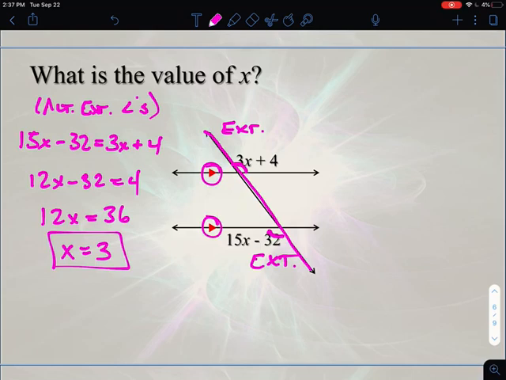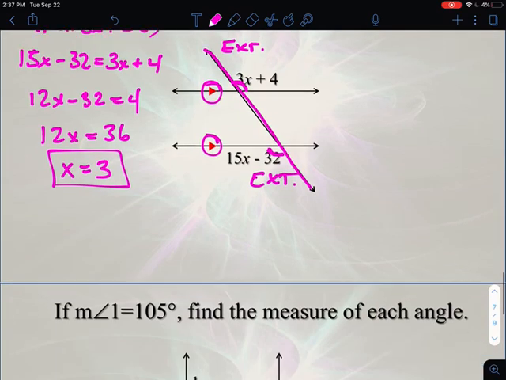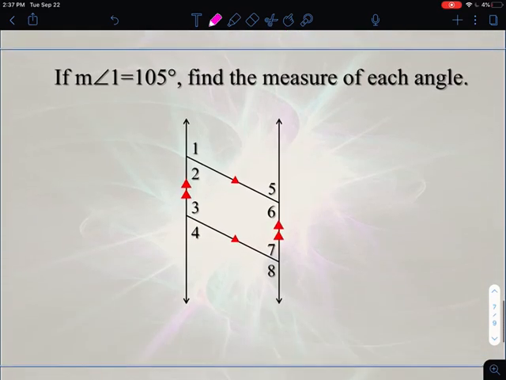So when they give you problems like this, if they're one of your angle pairs that we know, they're going to be equal to each other, or in the same side interior, we're going to have them add to 180. So you're just going to look out for what type of angle pair it is and then solve from there.